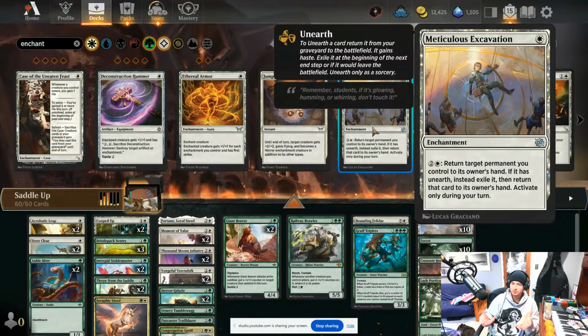And in combat, you can attack, and if your opponent blocks with something bigger, you just pay 3 mana and pick it up. And so it gives you this ability to have these effects. Now it has flavor text. Let's read the flavor text. Remember, students, if it's glowing, humming, or whirring, don't touch it. And that's just this teacher reminding the students not to get hurt.